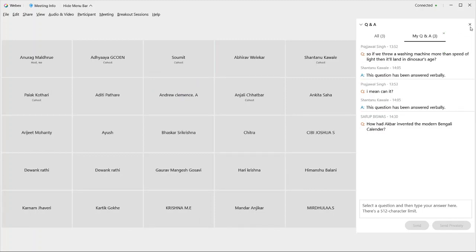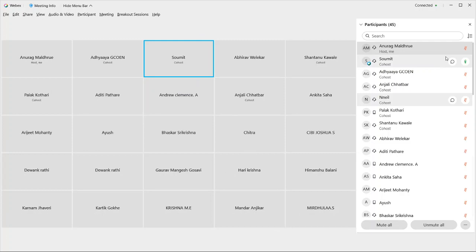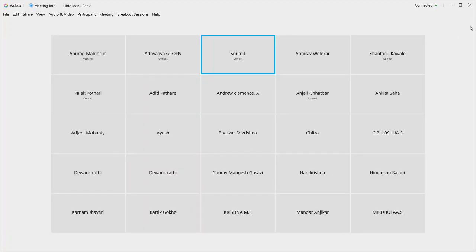One more question. How did Akbar invent the modern Bengali calendar? I actually have no idea, Sarup. I don't know about what Akbar did and what the Bengali calendar is, sadly. If you want to, you can check it out on the net. I'm sorry, I don't know about it. I never came across it while researching for this topic.